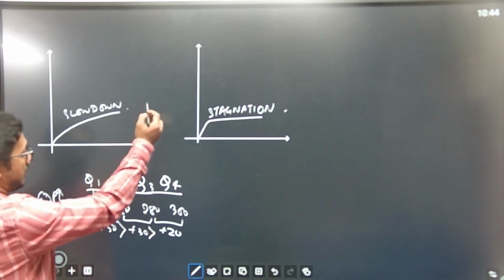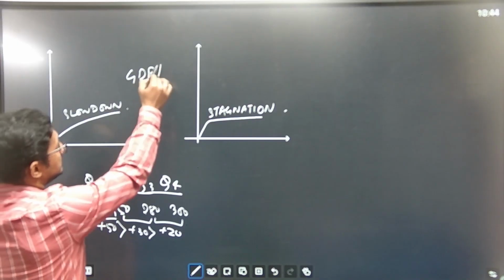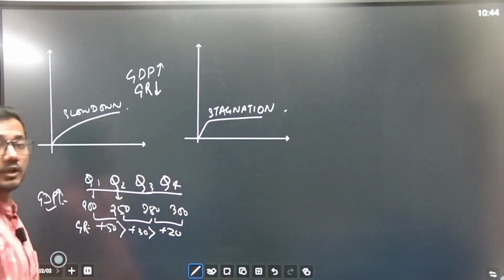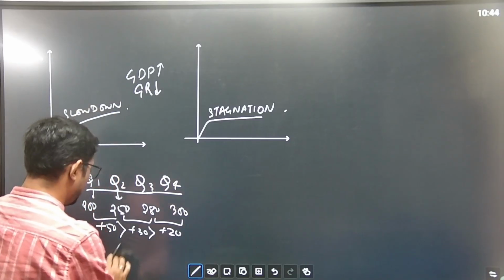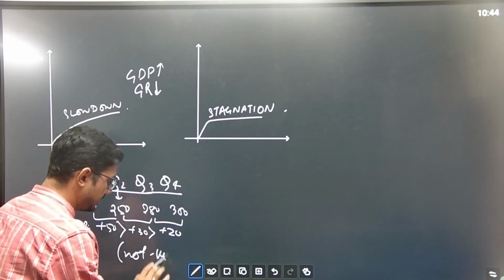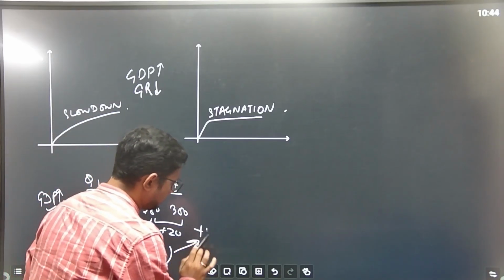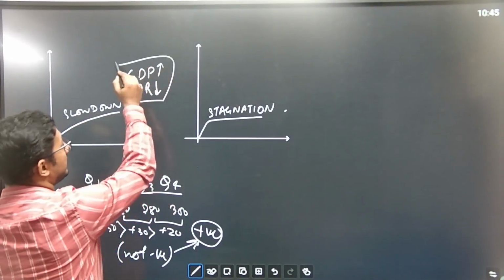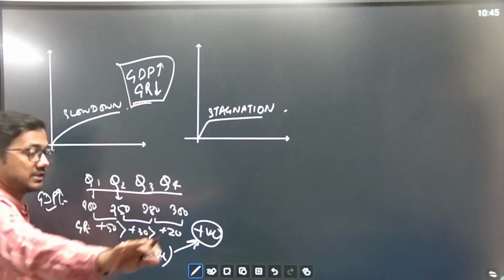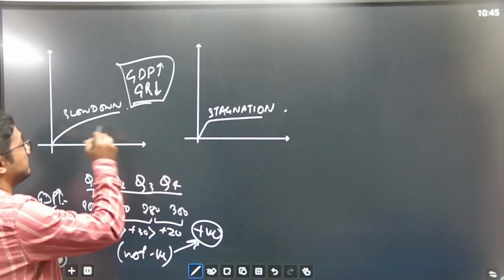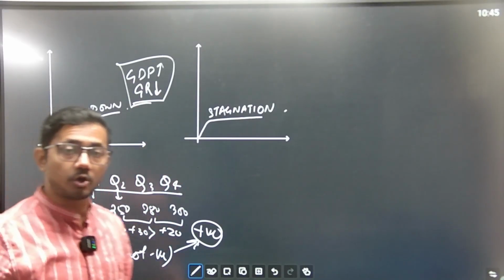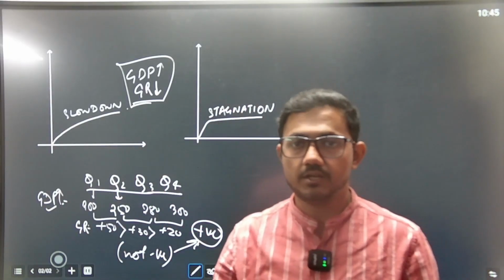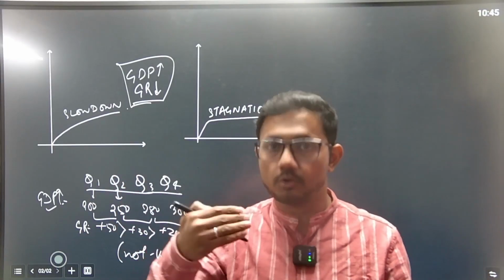So here in slowdown, you will notice the GDP is growing, but the growth rate is falling, not negative. The growth rate here is not negative, rather it is positive, but it is decreasing. This phase, where GDP is growing, growth rate is positive and falling, is known as economic slowdown, where the economy is growing but at a slower pace. Slowly, the economy is slowing down.